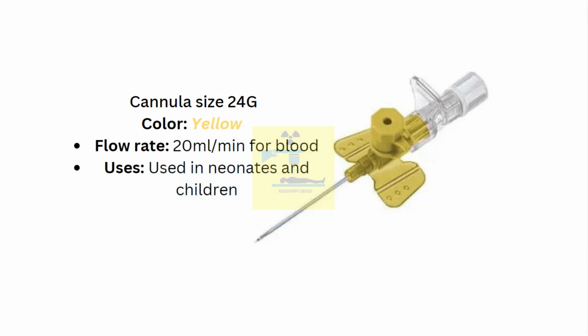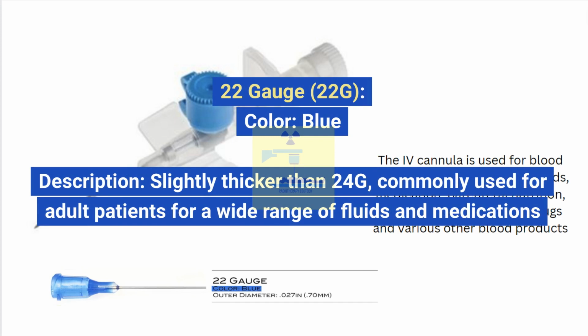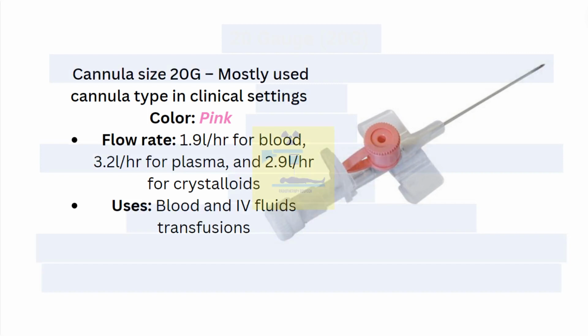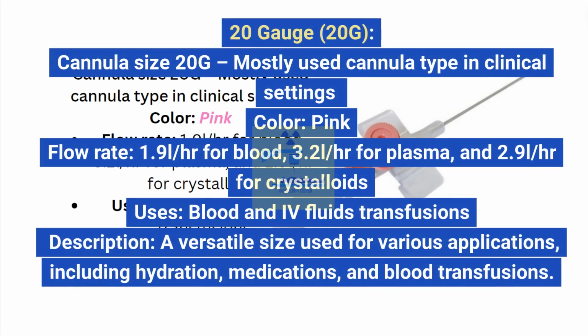used in neonates and children. 22 gauge (22G): color blue, description: slightly thicker than 24G, commonly used for adult patients for a wide range of fluids and medications. 20 gauge (20G): cannula size 20G, the most used cannula type in clinical settings.